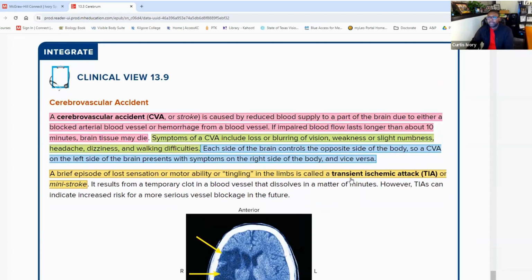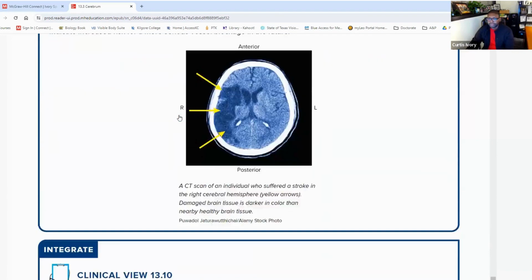Now, to get rid of a stroke, typically we're going to give a high-dose blood thinner, especially if it's a CVA. We're going to give a very strong blood thinner that's going to break up that blood clot. We have to test to make sure there is a blood clot first. Usually it's called TPA, and it's going to break that apart and hopefully allow the blood supply to return.